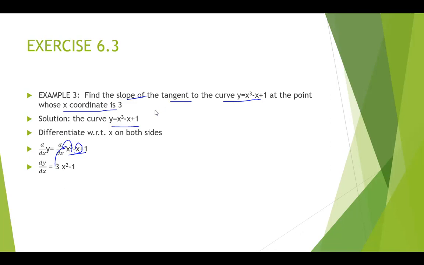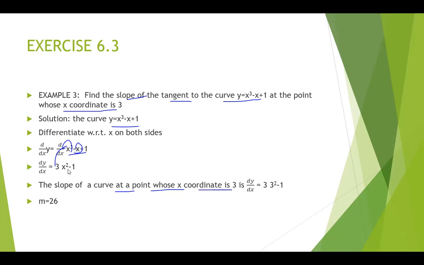At which point do we want the slope of that curve? When the x coordinate is 3. The slope of the curve at which x coordinate is 3 means I'll put x is 3. 3 square means 9. 9 into 3, 27 minus 1. It is 26. The slope of a curve is equal to the slope of the tangent drawn to that curve, which means the slope of the tangent is 26.